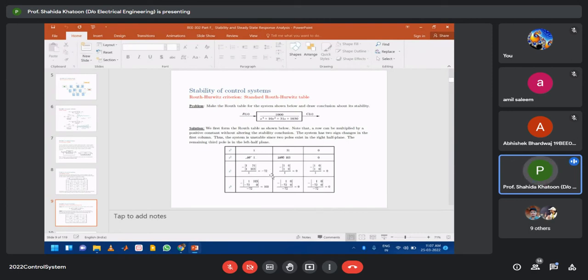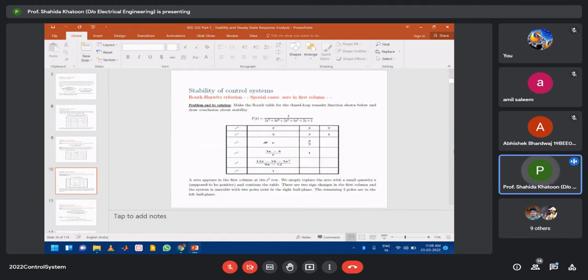There is one sign change, and then again one sign change. A row can be multiplied by a positive constant without altering the stability conclusion, because you can take 10 common. The system has two sign changes in the first column. Thus, the system is unstable since two poles exist in the right half of the s plane. And the remaining third pole is in the left half plane.